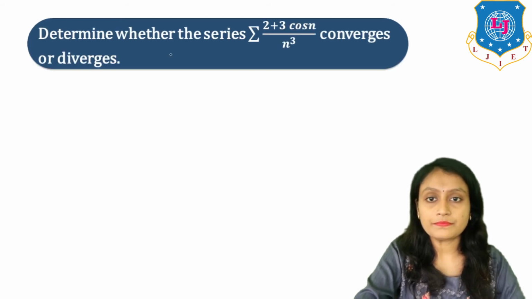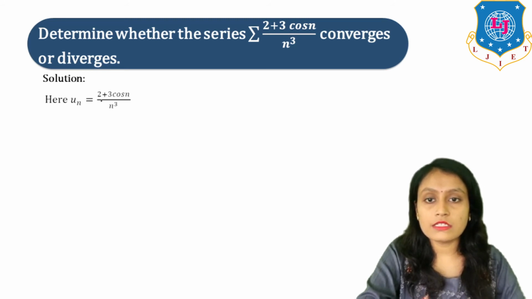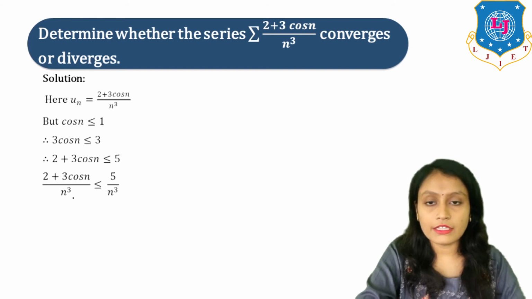Now next, determine whether the series (2 + 3 cos n) upon n cube converges or diverges. So here un is given, that is (2 + 3 cos n) upon n cube. But we know that cos n is less than or equal to 1. Now we will multiply it by 3, so you will get 3 cos n less than or equal to 3. Now we will add 2 on both the sides, so you will get 2 + 3 cos n less than or equal to 5. Now we will divide it by n cube, so you will get (2 + 3 cos n) upon n cube less than or equal to 5 upon n cube.